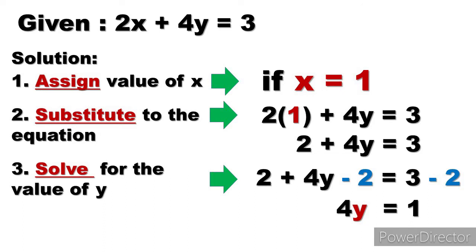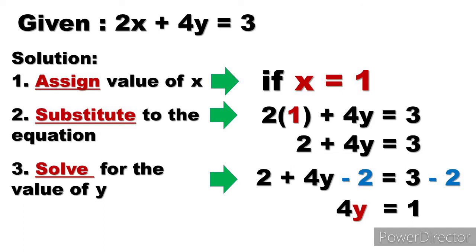And then, pangalawang step, isa-substitute ko yung value ng x na 1 doon sa given equation natin na 2x plus 4y equals 3. So, papalitan ko yung variable na x ng 1. So, ang equation natin ngayon is 2 times 1 plus 4y equals 3. And then, isi-simplify natin. 2 times 1 equals 2. Then, now we have the new equation, 2 plus 4y equals 3. Okay, and the third step is to solve for the value of y.